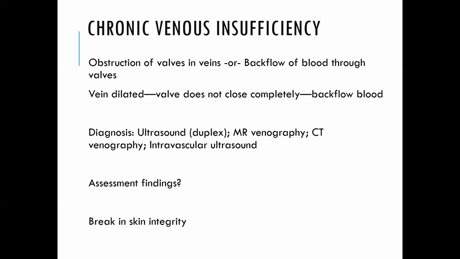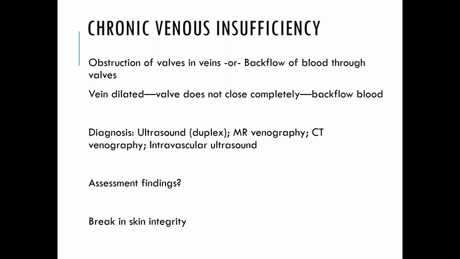Risk factors: sitting or standing for too long in one position. Obesity puts the client at great risk for chronic venous insufficiency. Chronic venous insufficiency itself puts a client at risk for cellulitis and venous stasis ulcers. So standing, sitting too long, and obesity puts you at risk for chronic venous insufficiency. Chronic venous insufficiency puts you at risk for cellulitis and venous stasis ulcers.